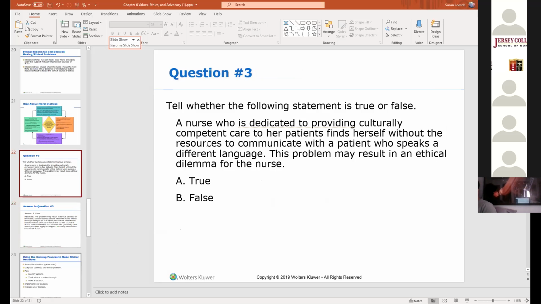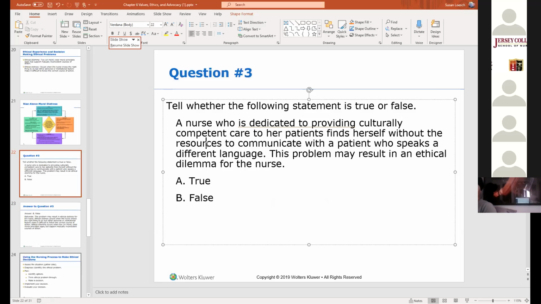She doesn't have the resources. If she doesn't have the resources, that means she doesn't have a translator. So who would be responsible for the translator? The facility, right? So the facility didn't give her the resources. That is what would make the difference here.